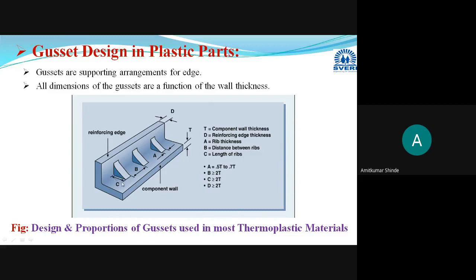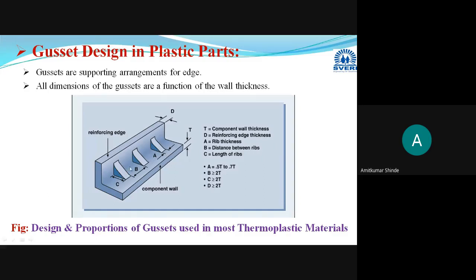And this length should be two times the wall thickness, two times the wall thickness again. These design guidelines you have to follow. These gussets are also known as triangular ribs. Its thickness should be 50 to 70% of the wall thickness.